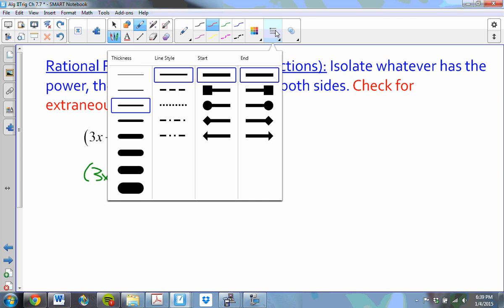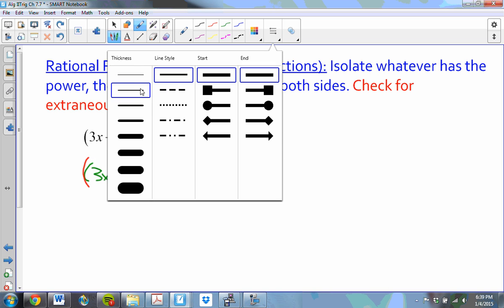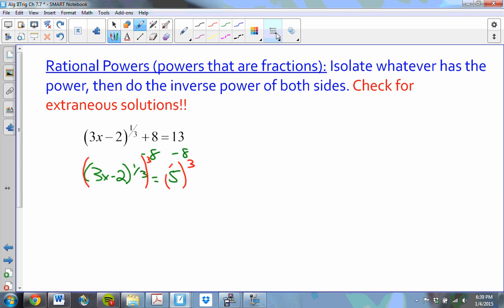So what I'm going to do is take both of these expressions to the third power, just like I was killing a third root. On the left side, the 3 and the third root just cancel. So I have 3x minus 2, and 5 to the third is 125, so 3x equals 127, so x equals 127 divided by 3. That's not going to be a whole number, so I'm just going to call it 127 over 3. Check to make sure that works. It totally works.